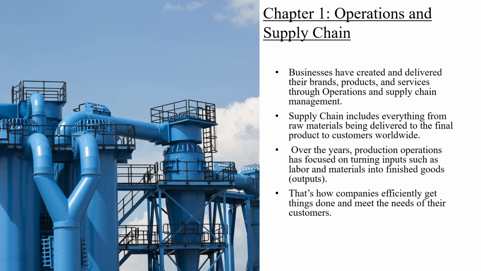We start our operations journey with Chapter 1, which was an overview of operations and supply chain. Operations and supply chain management is responsible for the creation and delivery of brands, products, and services. Supply chain includes everything from raw materials to the final product the customer receives, and everything in between. Production operations historically is primarily focused on turning inputs, such as labor and materials, into finished goods, also known as outputs. Strong supply chain management is the key to success in any organization.